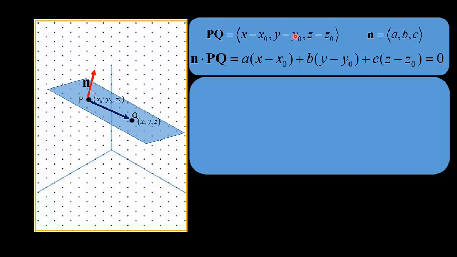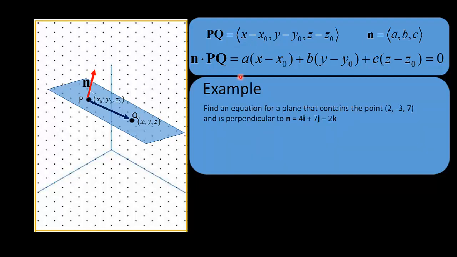So here's what we've got. We've got a times x minus x naught plus b times y minus y naught, plus c times z minus z naught. So there you have it. There's an equation for a plane, the particular plane that has a normal vector of a, b, c and passes through the point x naught, y naught, and z naught. So let's look at an example.